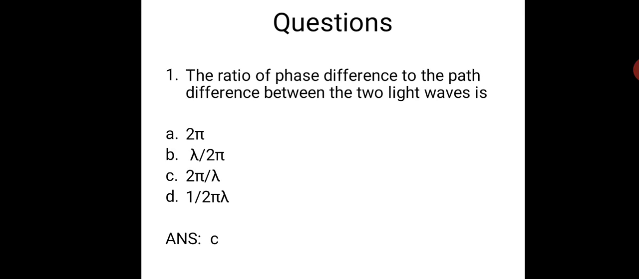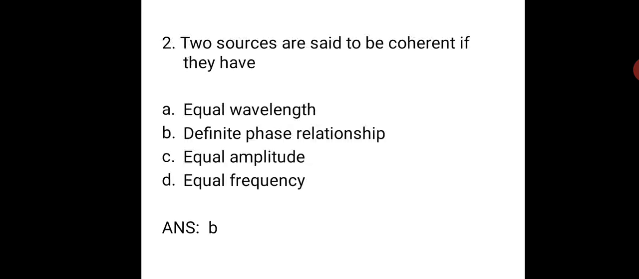From this session we have two multiple choice questions. The ratio of phase difference to the path difference between the two light waves is 2 pi by lambda. Answer is C. Second one is, what is the condition when two sources are said to be coherent? That is, they have a definite phase relationship between the two fringes.